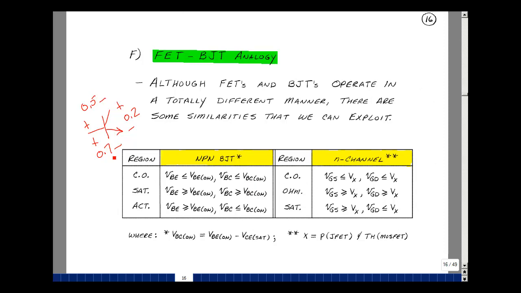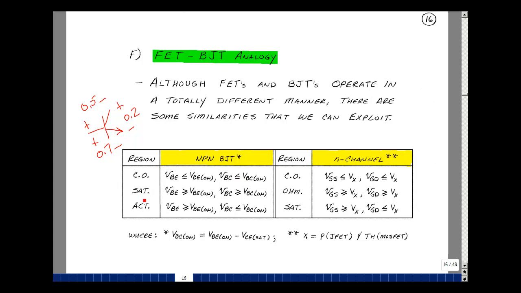Now think of these curves as exponential curves, where we've got basically a turn-on voltage, and then we can continue on beyond that. To be in cutoff, the base emitter and the base collector were not forward biased. They were below that turn-on voltage. To be in cutoff for an N-channel JFET or MOSFET, the gate source and the gate drain were less than or equal to either pinch-off or threshold. The inequalities go the same way. So just kind of think about the BJT not forward biasing those two diodes.